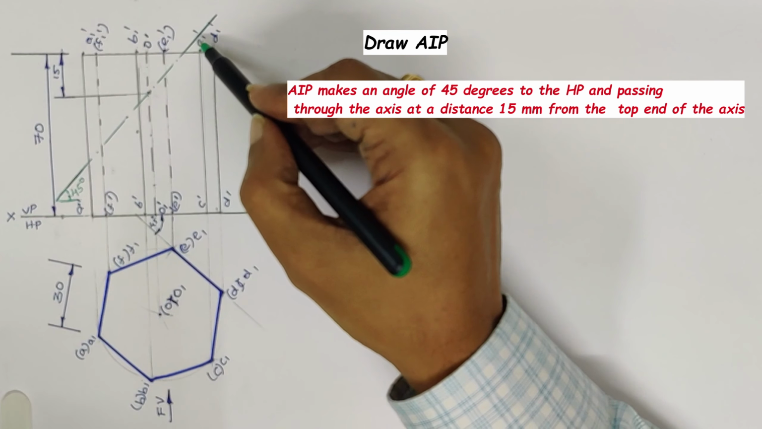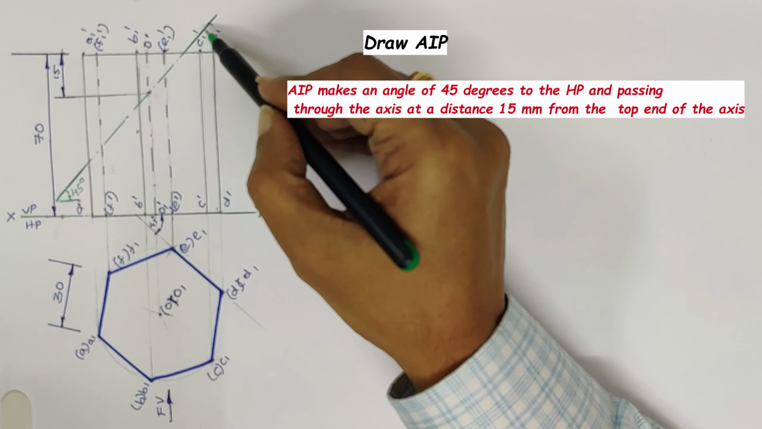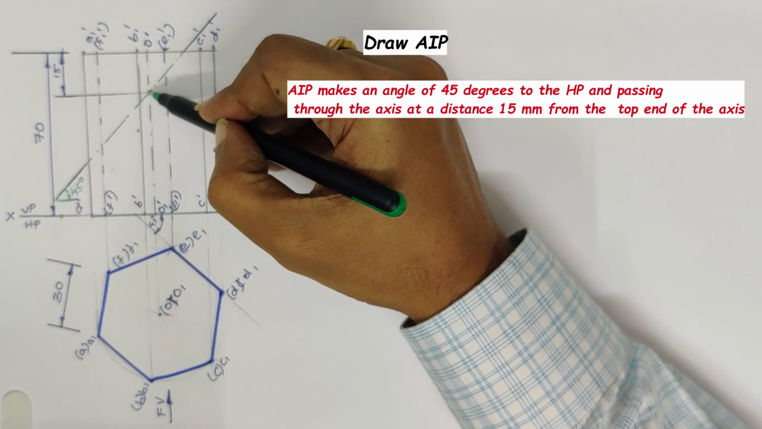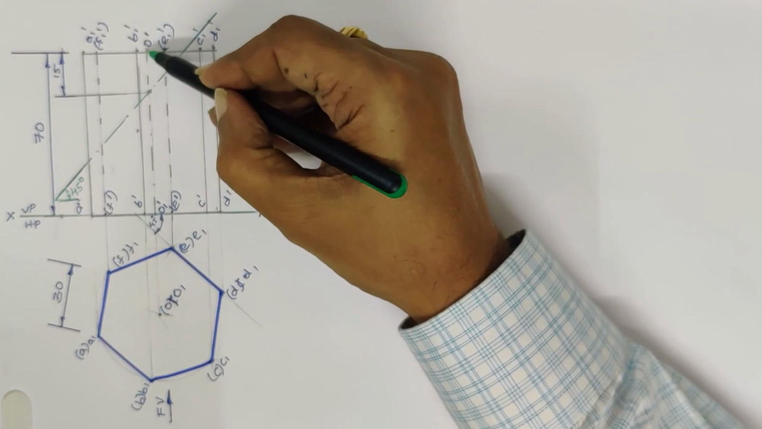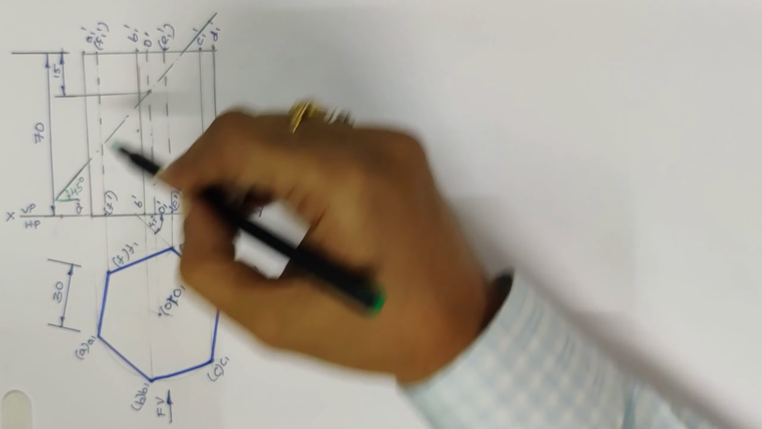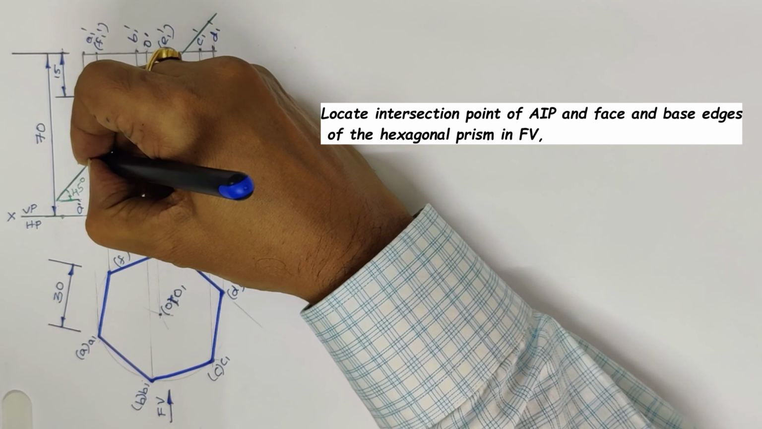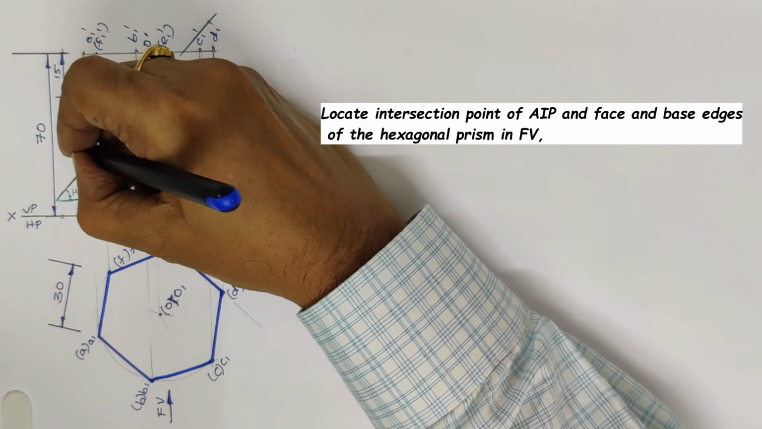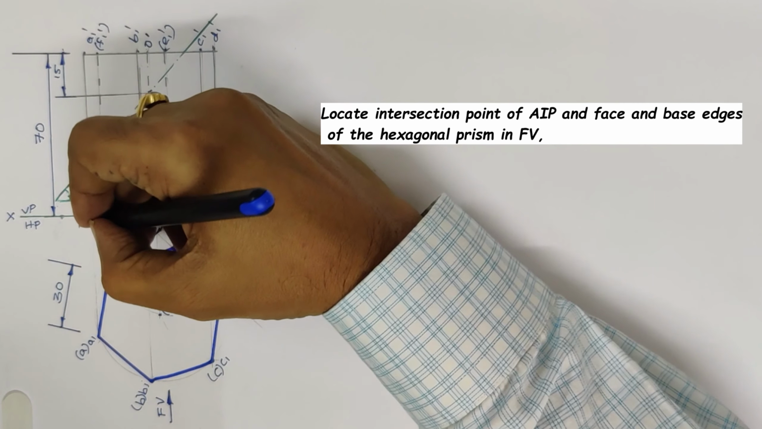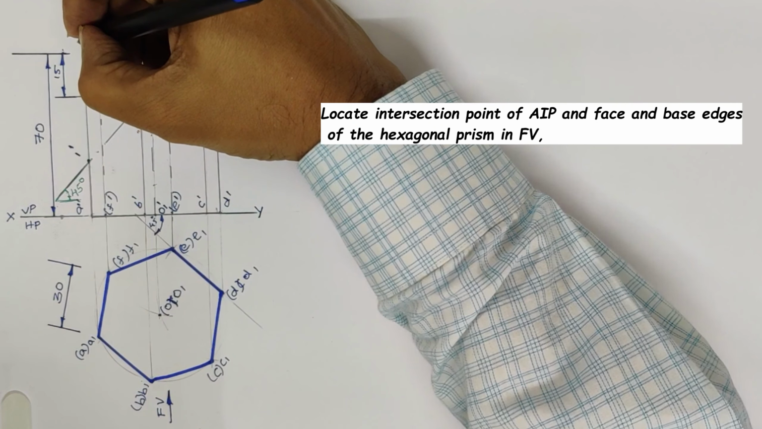This is the auxiliary inclined plane, which is making an angle 45 degrees to the HP and passing through the axis at a distance 15 mm from the top end of the axis. After that, we locate the intersection points of the auxiliary inclined plane as well as face edges and base edges of the hexagonal prism. This is 1 dash, which is the intersection point on A dash as well as A1 dash face edge.